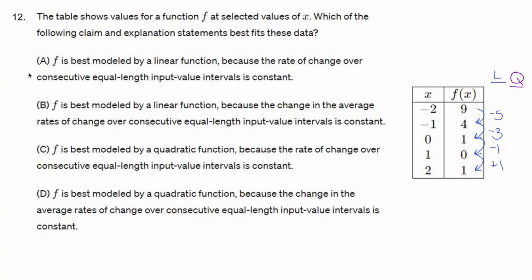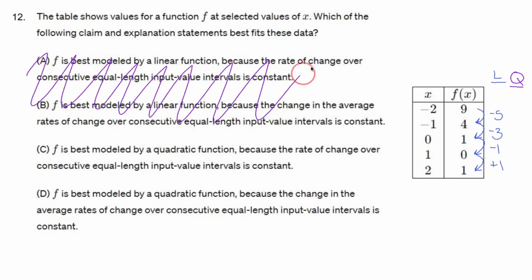It's not linear, so maybe it's quadratic. And it looks like that's going to be my only option, but we need to make sure we explain it well. If I do the same exact process again, I need to end up with the same number. To get from -5 to -3, you add 2. To get from -3 to -1, you add 2. To get from -1 to +1, you add 2.